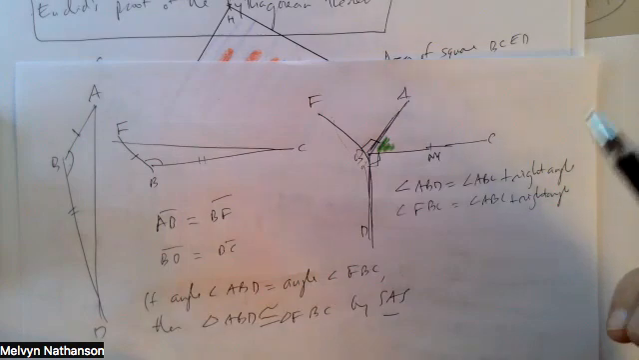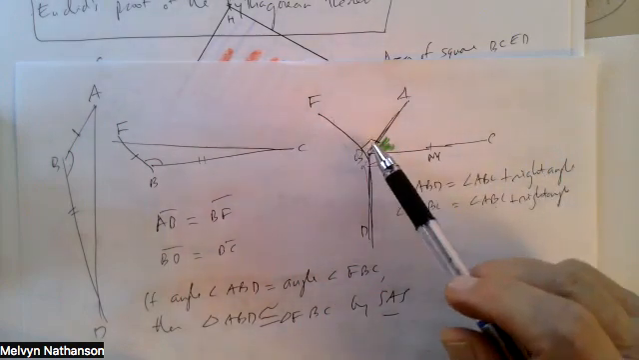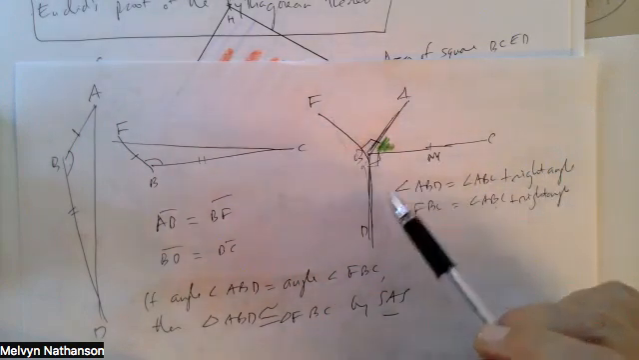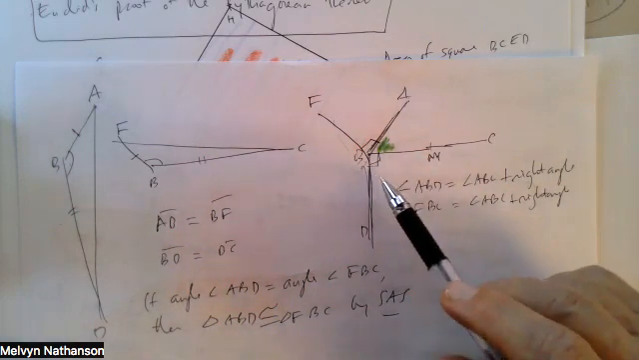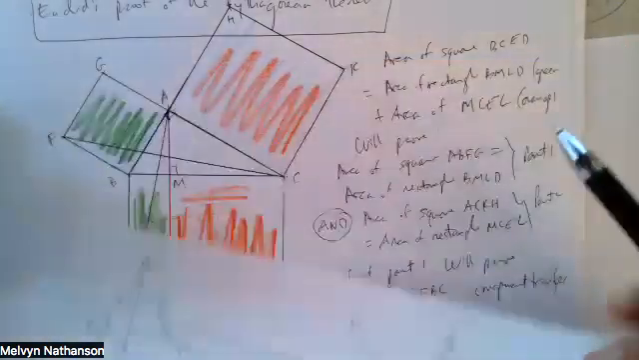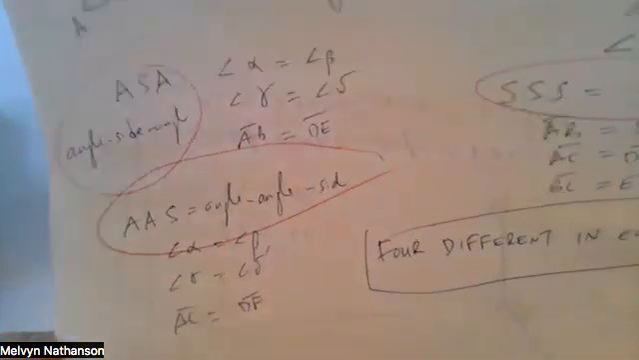So the two angles are equal, right? This is a right angle plus the green. This is a right angle plus the green. These angles are equal. Therefore, these triangles are congruent by side angle side.